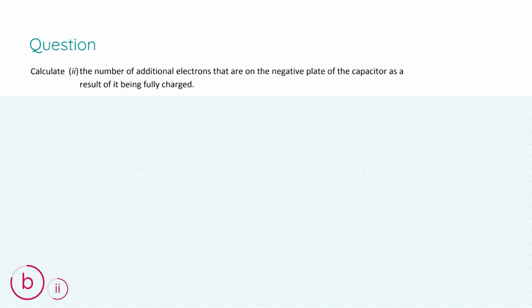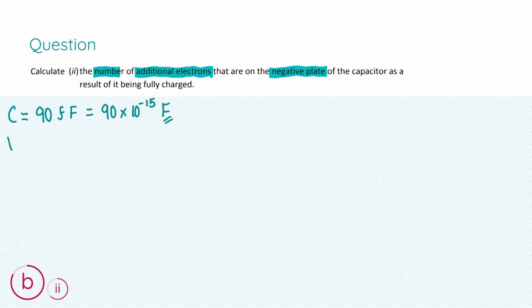And in the second part, like we went through there just a couple of minutes ago, we were asked to calculate the number of additional electrons that are on the negative plate of the capacitor as a result of it being fully charged. Okay, so we're given the capacitance, which is 90 femtofarads, or 90 times 10 to the minus 15 farads in SI units. And we're also given the voltage, which is 1.2 volts.